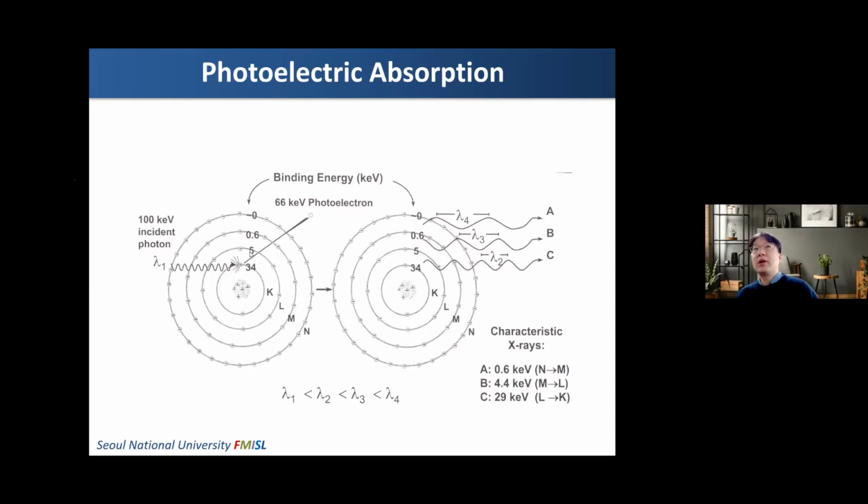And such a difference between these electron shells will be emitted as a characteristic X-ray. So I mean that if there was a vacancy here created by this photoelectric absorption, and some electron from the upper shell here was moved to here, the difference of the energy is 29 kilo electron volt. So a 29 kilo electron volt characteristic X-ray will be emitted after this photoelectric absorption. So this is the consequence of this photoelectric absorption. Okay.